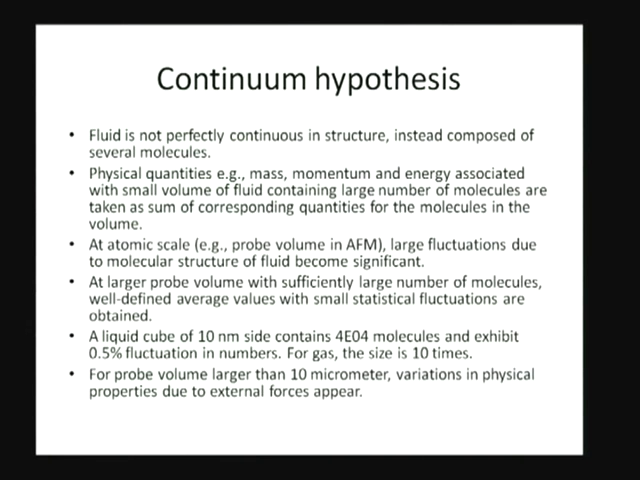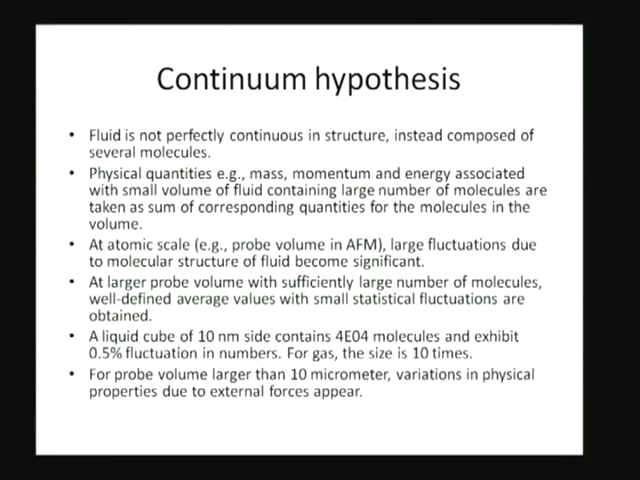I can point out that for a liquid cube of side 10 nanometer, that contains approximately 4 into 10 to the power 4 molecules, and it has about 0.5% fluctuation in numbers. So if your probe volume is a cube of side 10 nanometer, you can expect 4 into 10 to the power 4 molecules sitting inside, with some joining and some leaving, and the fluctuation is restricted to 0.5%. For a gas to have the same number of molecules and the same level of fluctuation, you have to have 10 times the length. That is a typical example I can give.